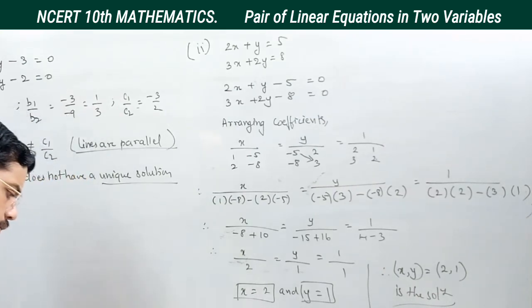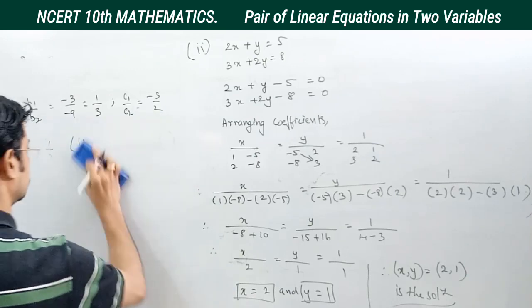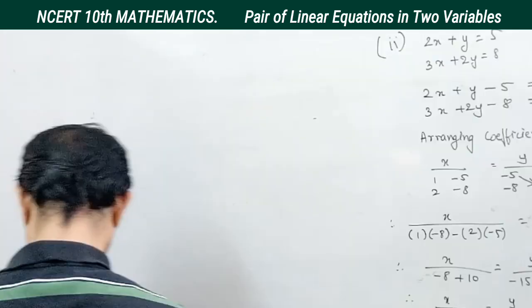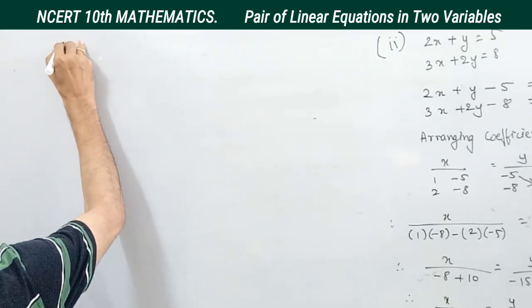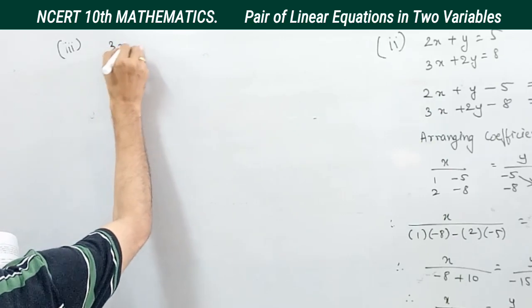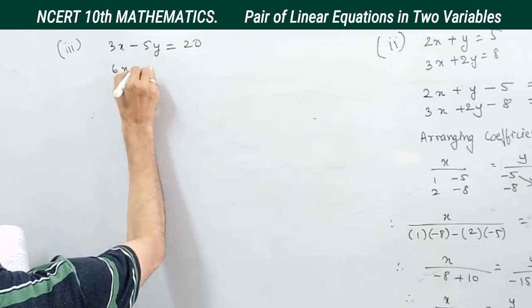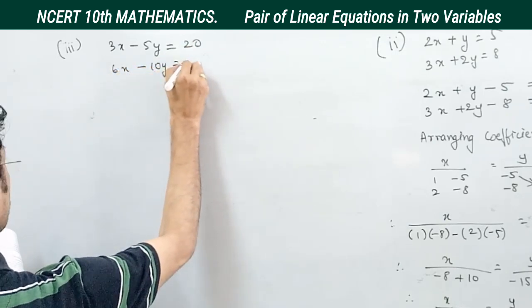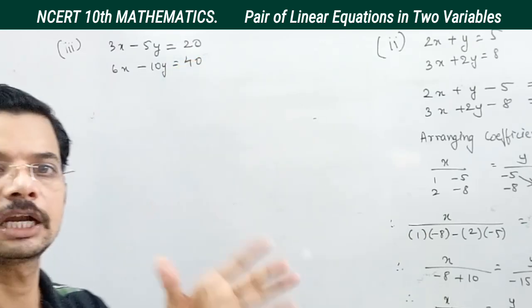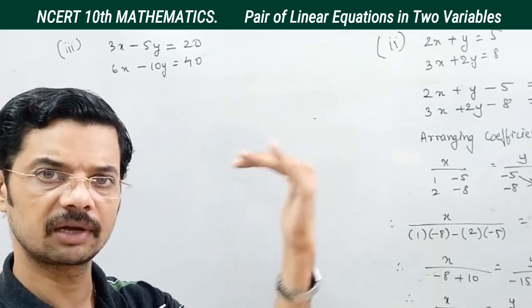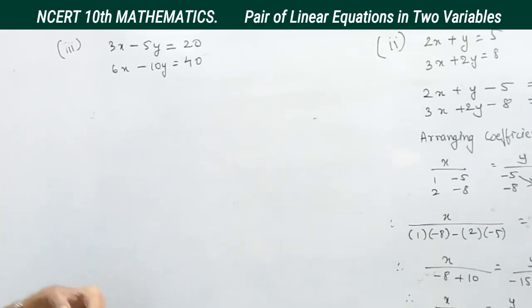Now let us move on to the next question. The third question says 3x minus 5y equal to 20, then we have 6x minus 10y equal to 40. Clearly, the second equation seems to be a multiple of the first equation. When you multiply the first equation by 2, you get the second equation. So clearly the lines are identical.